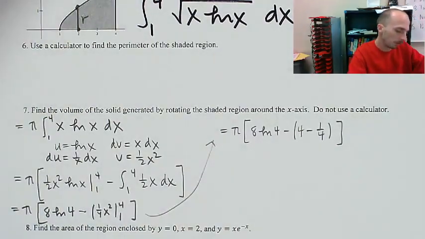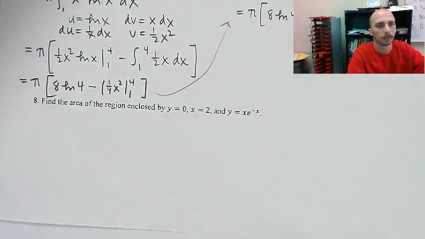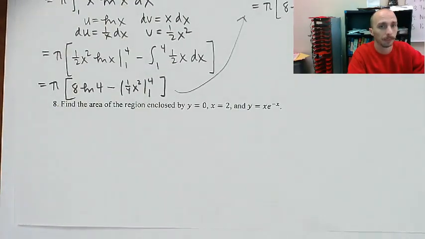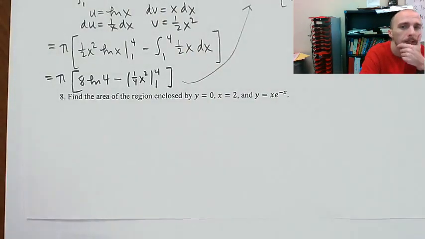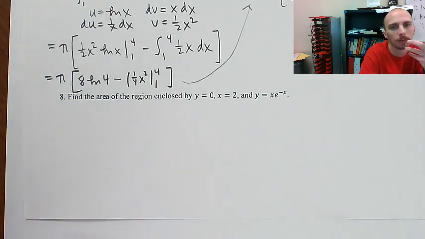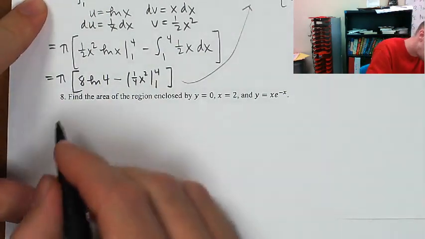All right, find the area of the region enclosed by y equals 0, x equals 2, and y equals x e to the negative x. I don't even know what that graph looks like. Let me think about it. I think it's going to go up, then down. It's definitely positive where x is positive. It starts at 0 at x equals 0, and it definitely has a limit of y equals 0. So I guess I can make a reasonable sketch of this.